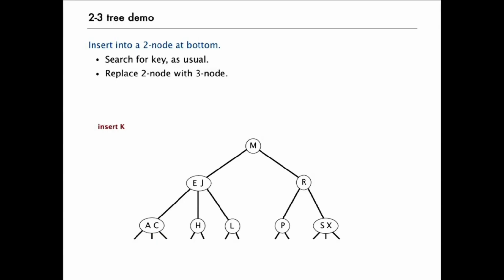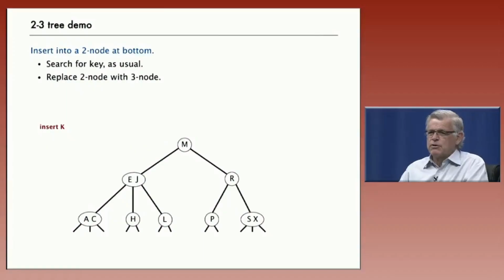Now what about inserting? Well, it's a similar type of strategy as with regular binary search trees, except that we manipulate the 2 and 3 nodes to keep perfect balance in the tree. So the easy case is if the key winds up in a 2 node at the bottom, like this one. Suppose we're inserting K.